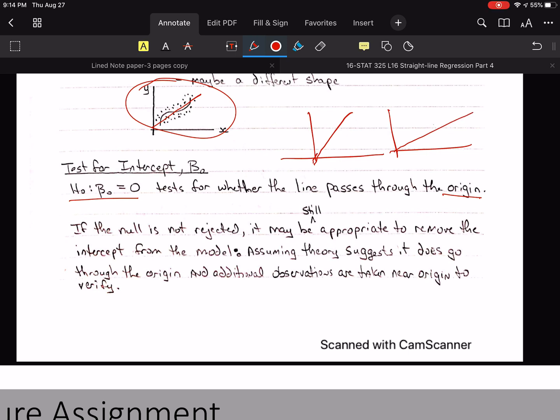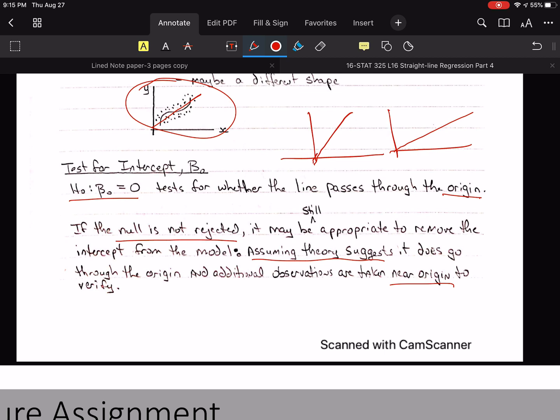Okay. If we do not reject the null, it still may be appropriate to remove the intercept from the model, because we're saying that it's 0. It may still be appropriate to remove it from the model if our theory suggests that it does go through the origin, and we can take additional observations near the origin to verify this.